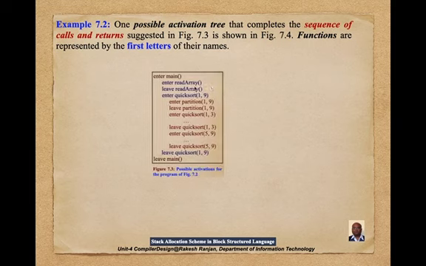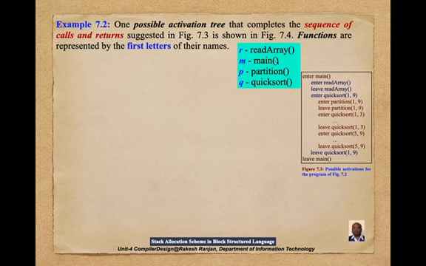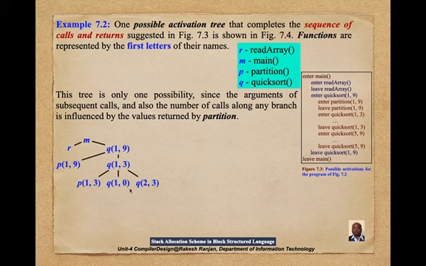So let us take one example, and this was the sequence. What we can do is take R for read array, M for main, P for partition, Q for quicksort for ease. So this tree is only one possibility. M is for main, R is for read array, and then Q 1 comma 9 will be called, and P partition 1 comma 9 will be called. After that quicksort 1 comma 3 will be called, then partition 1 comma 3, then partition 1 comma 0, then quicksort 2 comma 3, then partition 2 comma 3, then quicksort 2 comma 1, and quicksort 3 comma 3 will be called.